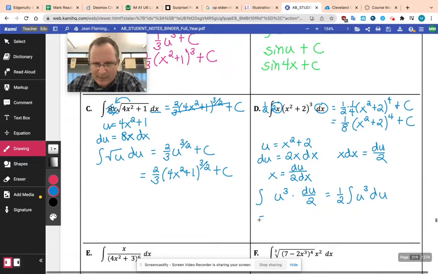All right, so then here we go. So I got 1/2 u to the 4th power divided by the same. Looking familiar, right? Plus an unknown constant. All right, and so that gives me 1/8. But u happens to be x squared plus 2. Always make sure you go back because you want to answer in terms of x. So 1/8 x squared plus 2 to the 4th power plus c. And there we go.